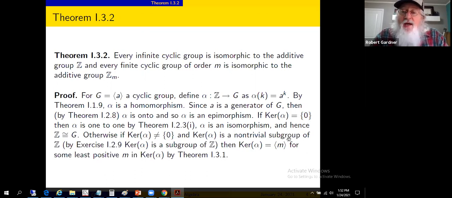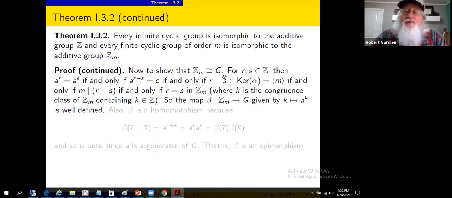Okay, so we got ourselves a set of integers. Do you know what subgroups of the integers look like? Yeah, we just did that in Theorem 1.3.1. A subgroup of the integers is of the form cyclic group generated by m, where m is the least positive integer in that subgroup. That we showed in the first result. So we've got the kernel given by this particular cyclic subgroup. We want to show that G itself is isomorphic to the integers mod m. So m's made its appearance in the proof. We want to show Z sub m is isomorphic to G.